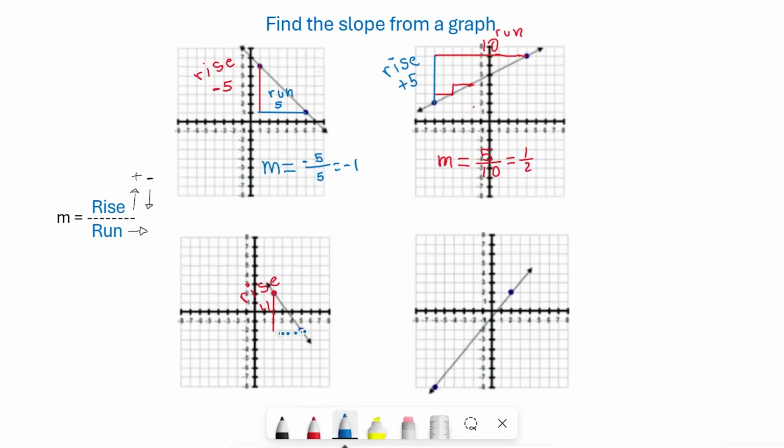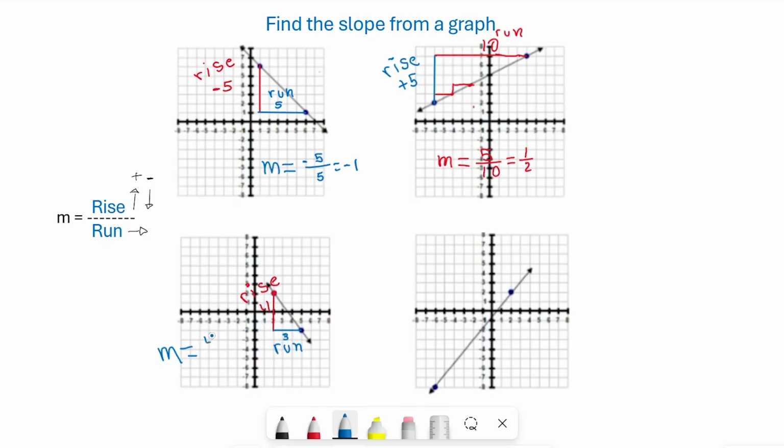And now we need to get to this point. So count the units. That would be 1, 2, 3 units. This number 3 is going to be the run. So in this case, we're going to write the slope equals rise over the run.